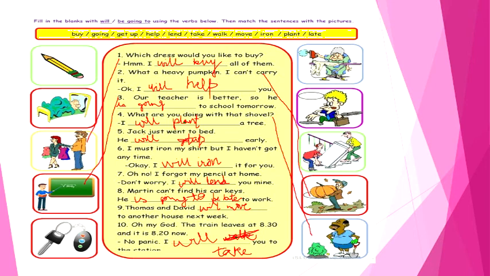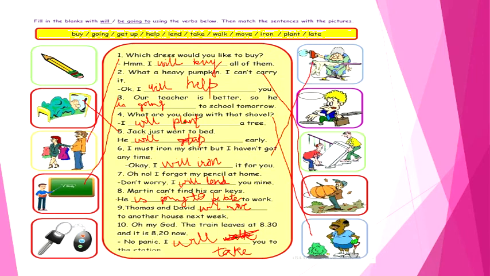Number 5, Jack just went to bed. Now this picture I am sure. He will get up early. Number 6, I must iron my shirt but I haven't got any time. Okay, I will iron it for you. Where is this? Yes, we can see in the first picture.